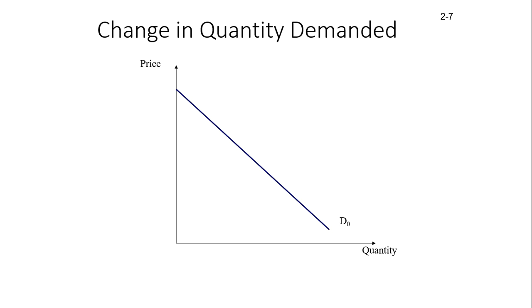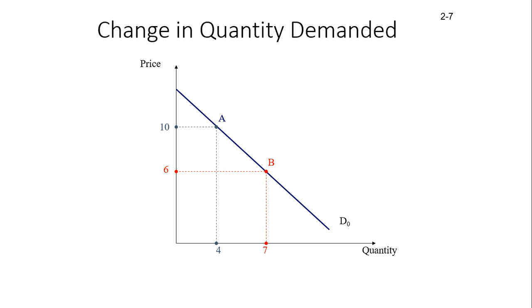Okay. So the difference is that when you're talking about a change in quantity demanded, we're talking about a movement along the demand curve, yeah? And when you're talking about a change in demand, we're talking about the total shift of the whole demand curve. So whenever you are talking about a change in quantity demanded, you are talking about a situation like this one.